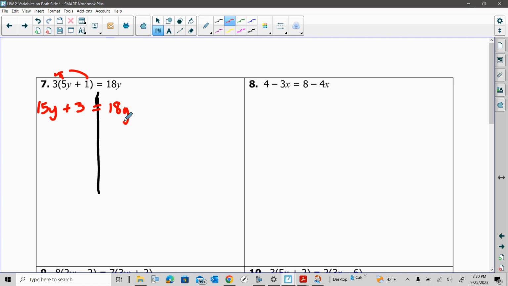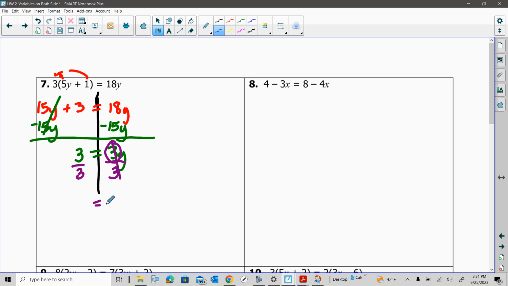Now this y is already isolated, but it works out this time that the 15y is the smallest. So I'm going to subtract the 15y, minus 15y. Cancel out that smallest variable. 3 equals 3y. Our coefficient is the 3, so I'm dividing both sides by that 3. They cancel. Now I've got my variable by itself. 1 equals y.